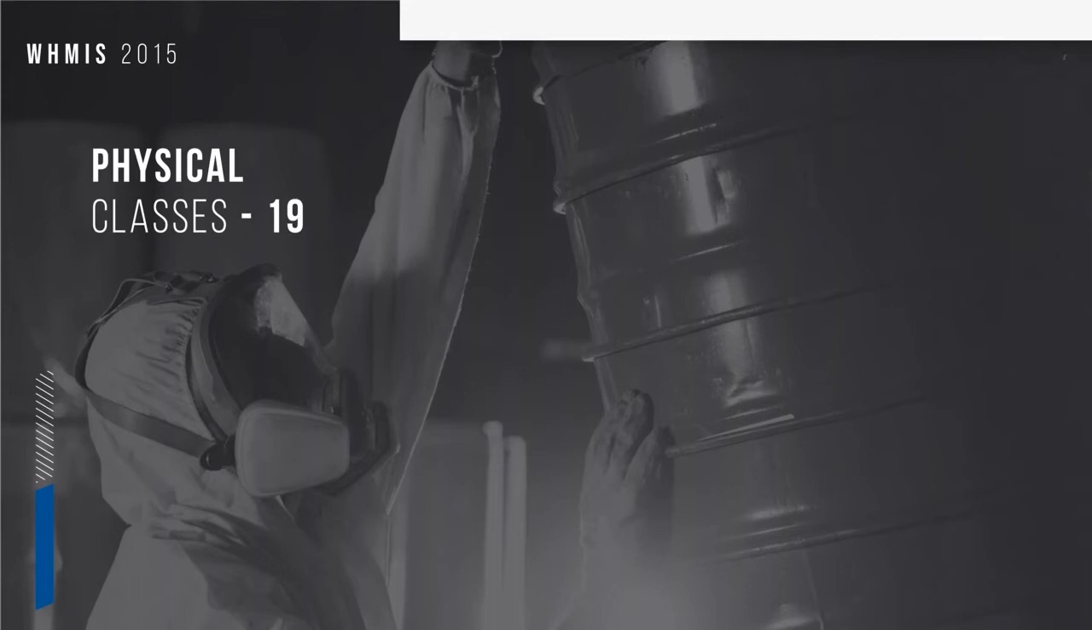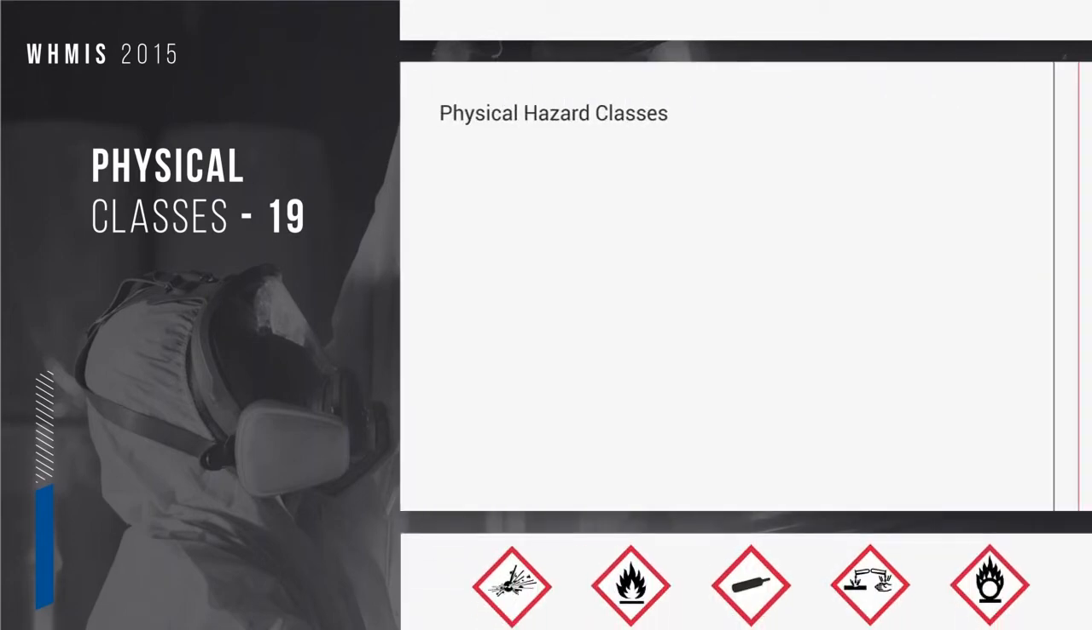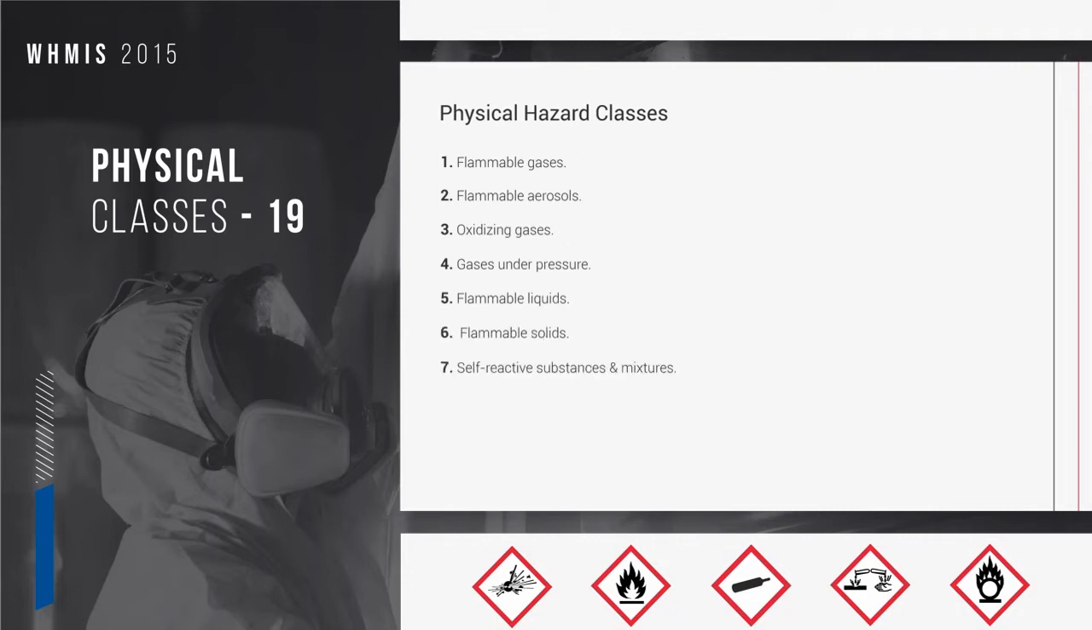There are 19 physical hazard classes. These include the following: 1. Flammable gases. 2. Flammable aerosols. 3. Oxidizing gases. 4. Gases under pressure. 5. Flammable liquids. 6. Flammable solids. 7. Self-reactive substances and mixtures. 8. Pyrophoric liquids. 9. Pyrophoric solids. 10. Self-heating substances and mixtures.